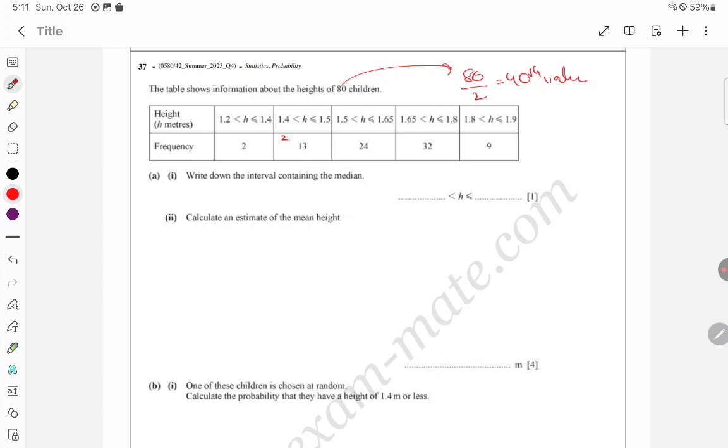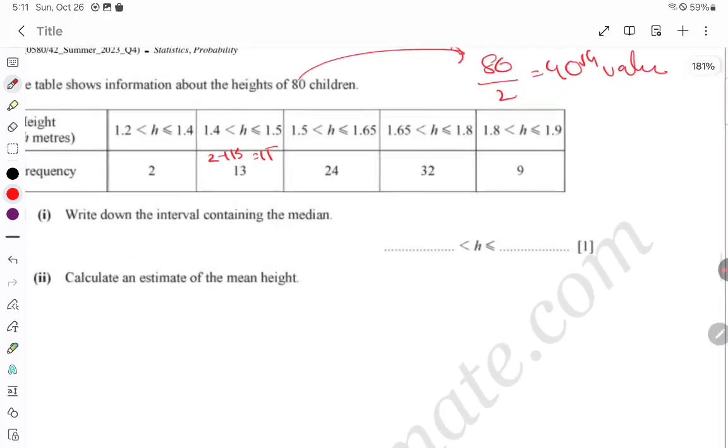For the 40th value, we have to calculate. 2 plus 13 is equal to 15, which is not greater than 40. 15 plus 24, is it greater than 40? No. So all three columns are cancelled. Now check on this one. 39 plus 32, is it greater than 40? Yes, it will become 71, which is greater than 40. We will consider this box.